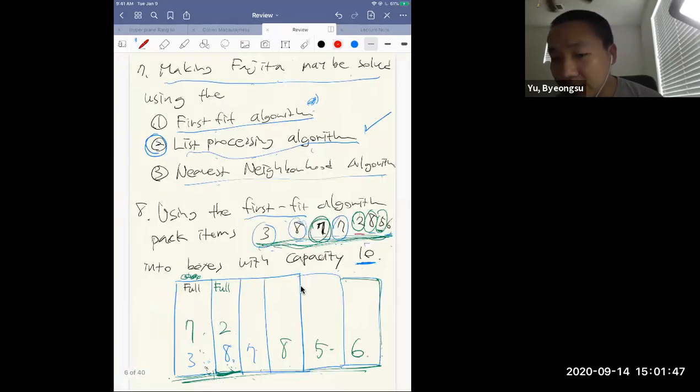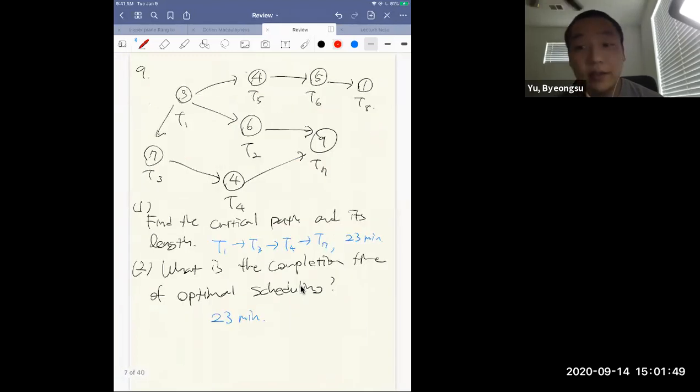Okay, so we did number 8, and number 9 is about finding the critical path and its rank. In this case, there are three paths. One is here, one is there, and another one is here.